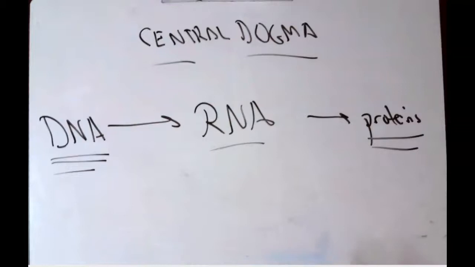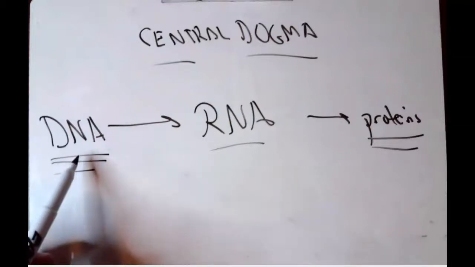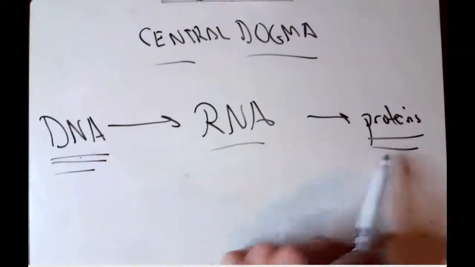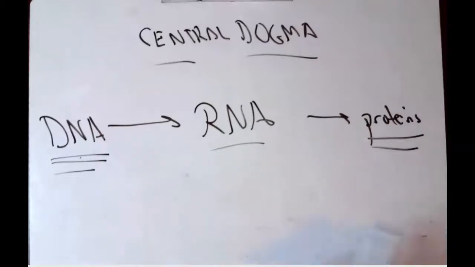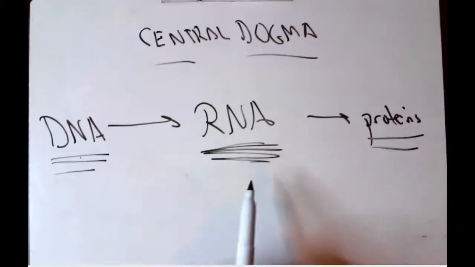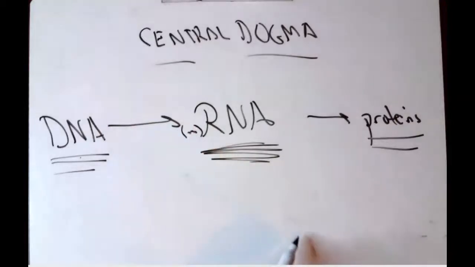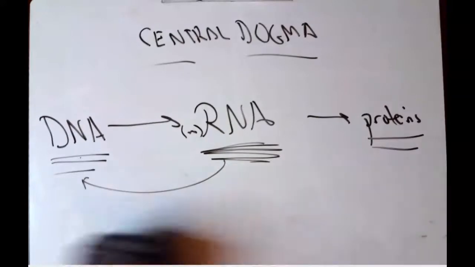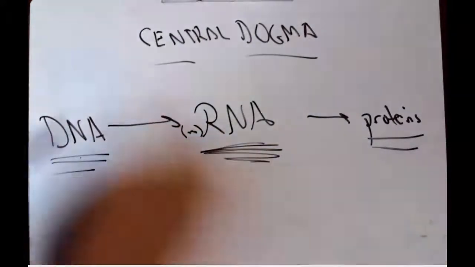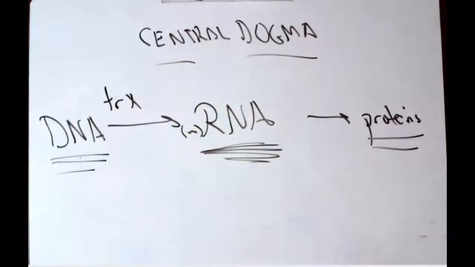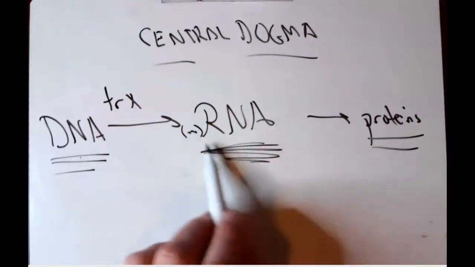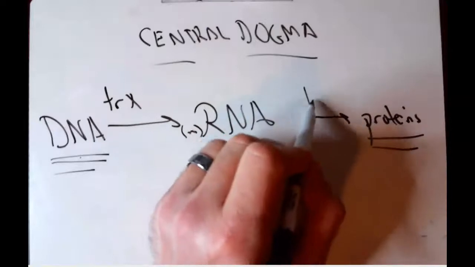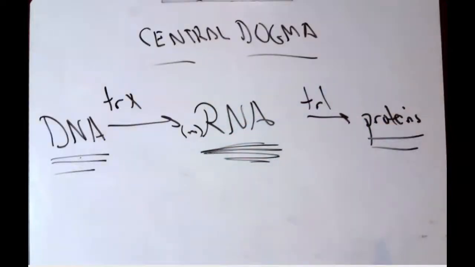So the central dogma states that information flows from DNA to RNA, ultimately becoming proteins. And in fact, the RNA that we're talking about here is typically messenger RNA, and it is a copy of the DNA gene, just in RNA form. So the process of copying a DNA gene into an RNA molecule is referred to as transcription. And the process of decoding that RNA molecule into a protein is referred to as translation.